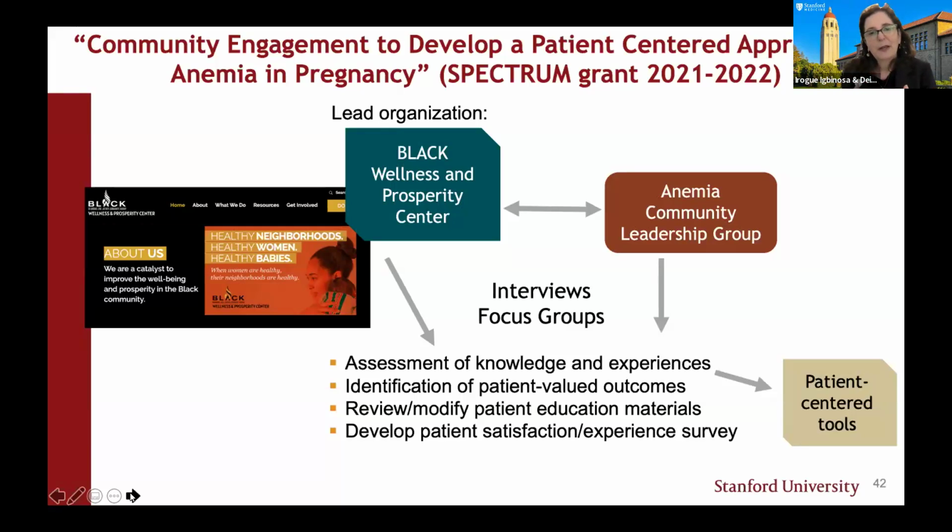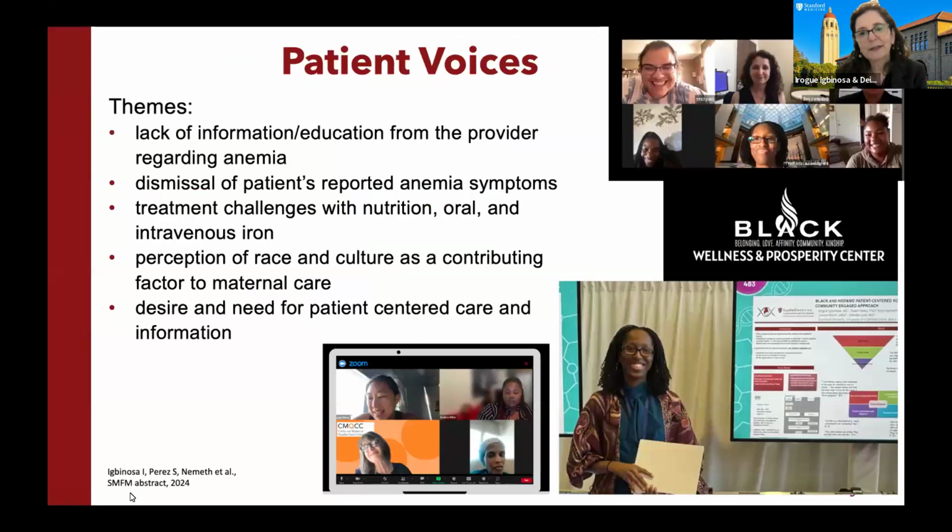This was a group of women with lived experience of anemia during pregnancy, and we really dug into understanding their knowledge and experience, what were the things that they were hearing and being told in clinics. Our goals were also to understand and identify patient-valued outcomes, what mattered to them, to then over time review and modify our patient education materials because they, in many cases, are lacking, and then ultimately to explore patient satisfaction and experience. And the overall goal is really to generate patient-facing tools.